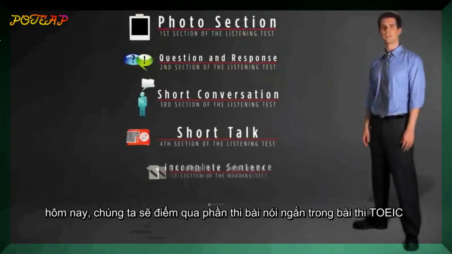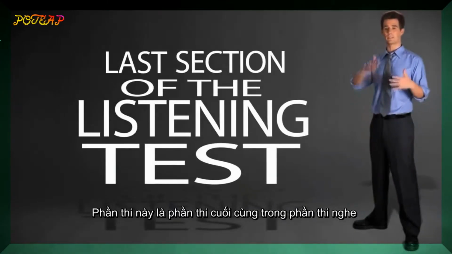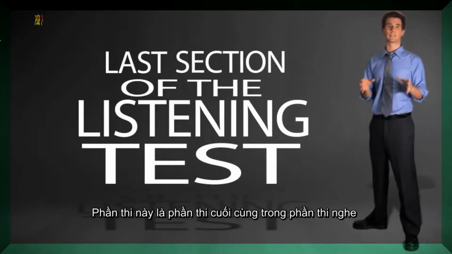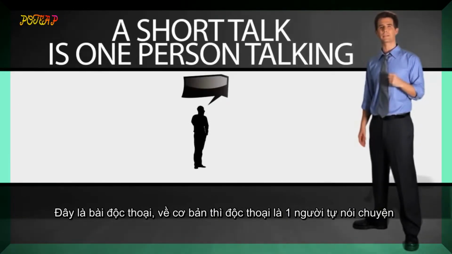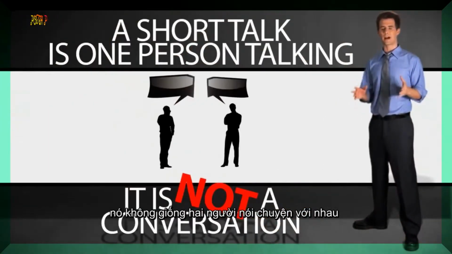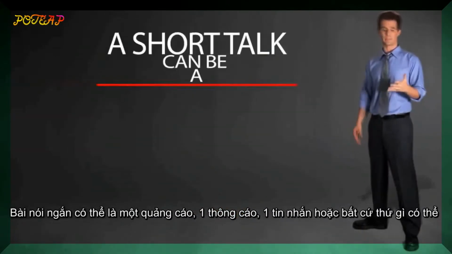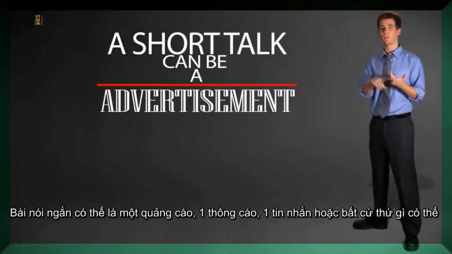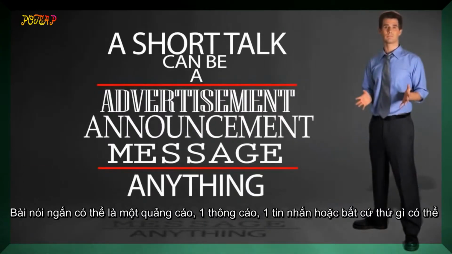Today, we're going to take a look at the short talk section of the TOEIC test. Now, the short talk section is the last section of the listening test. A short talk is a monologue. Basically, a monologue is one person talking. It's not a conversation. It's not 2 people speaking with each other. Now, a short talk can be an advertisement, announcement, a message, really anything.